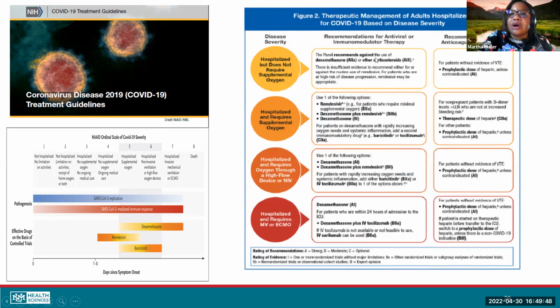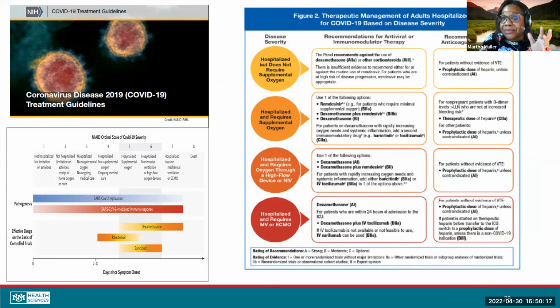If we go here with our antiviral or immunomodulator therapies, if you're hospitalized, but you don't really require much in the way of supplemental oxygen, it's similar to that outpatient setting. There's not a routine recommendation for those patients to be started on steroids either. And they don't necessarily have enough information to say that they definitely should be started on something like Remdesivir.